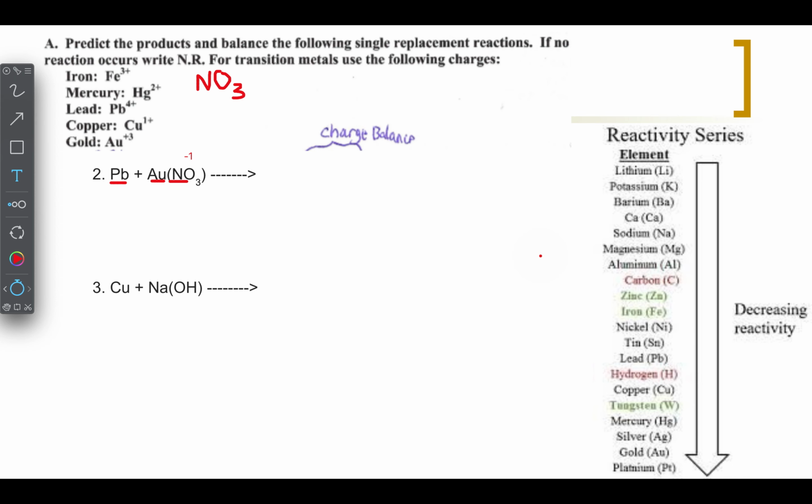So we have figured out that NO3 is a -1 charge, right? So I'm sort of skipping step 1 because we know this is a single replacement reaction, and I'm moving right on to identifying the charges. Okay, so NO3 is -1, which means that Au is going to be a +1. How did we figure that out? So let's break that back down.